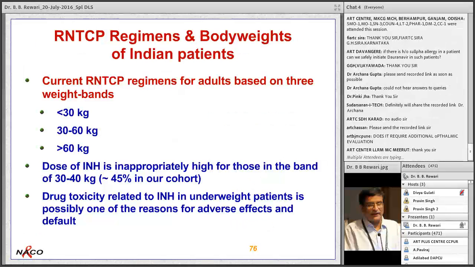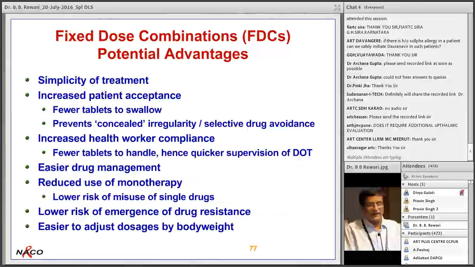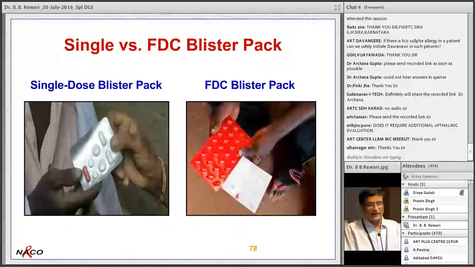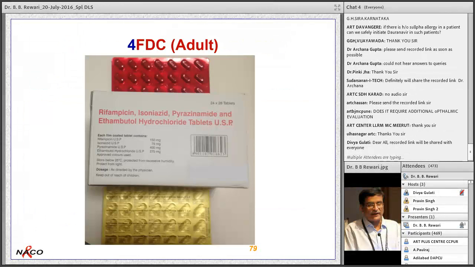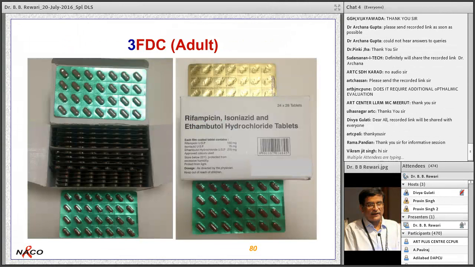Earlier we had 3 weight bands: less than 30, 30 to 60, more than 60, but this led to some overdosage of INH. So now we have fixed dose combinations, just like ARV drugs. There are 4 drug FDCs, which have rifampicin, isoniazid, pyrazinamide, ethambutol. There are 3 drug FDCs, which have rifampicin, isoniazid, ethambutol. These will all be told to you in the recent training happening.